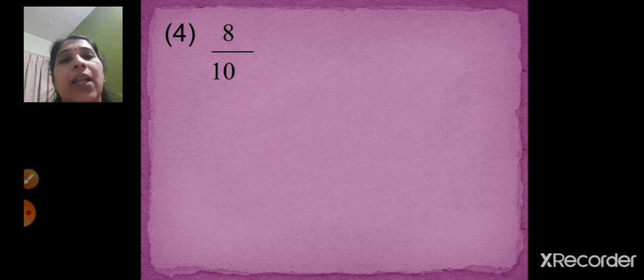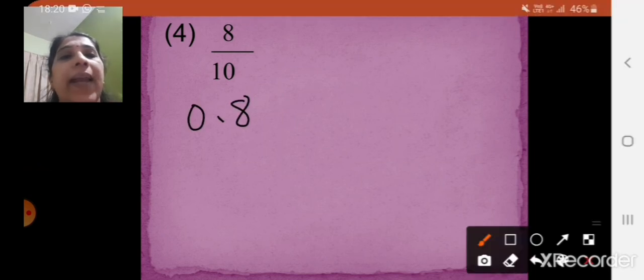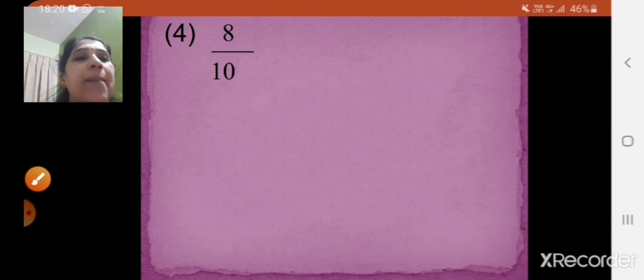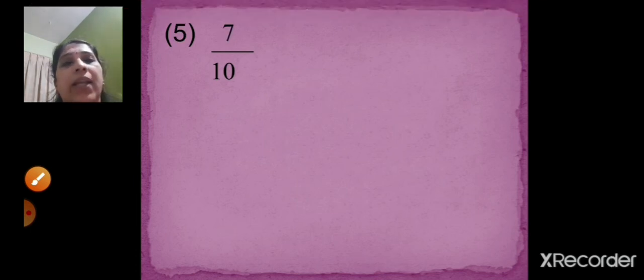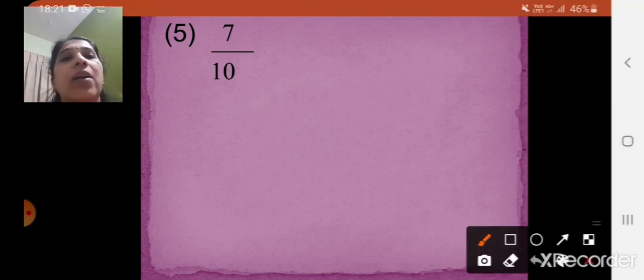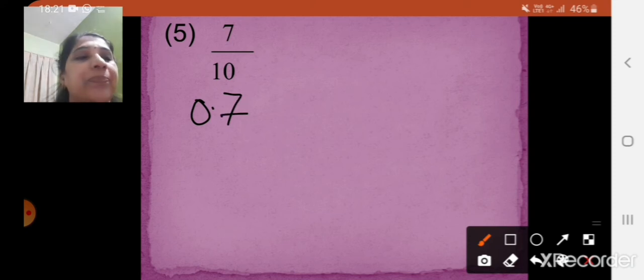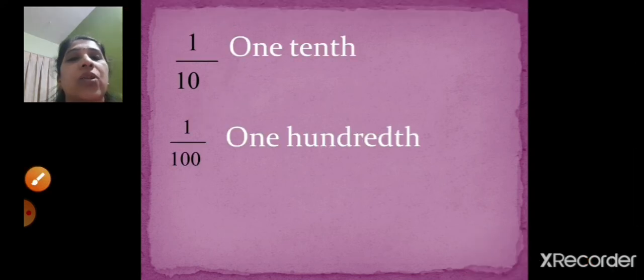Now next one is the fourth one, 8 upon 10. Again 1 zero in the denominator. So directly what you will write? 0.8, right? Next example is 7 upon 10. Again 1 zero in the denominator. So 1 decimal point. So it will come as 0.7, right? So that is with problem set 36.